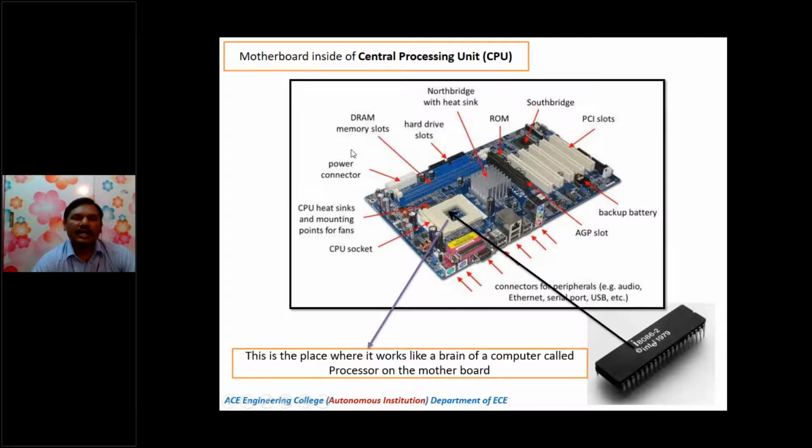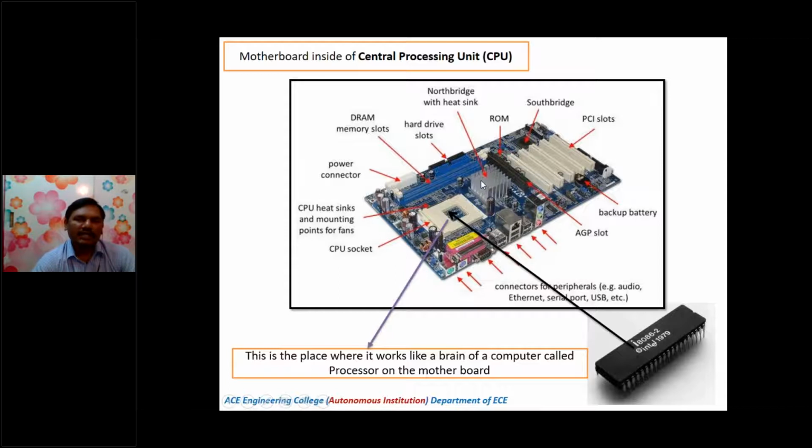So this motherboard has a ROM, PCI slots, backup battery or CMOS battery, and different connecting units like USB, PS2 cable, mouse connector, RS-232 cable, and so on. And this is the place which we are going to discuss from today onwards, which is called the CPU socket. And these are the CPU heat sinks.